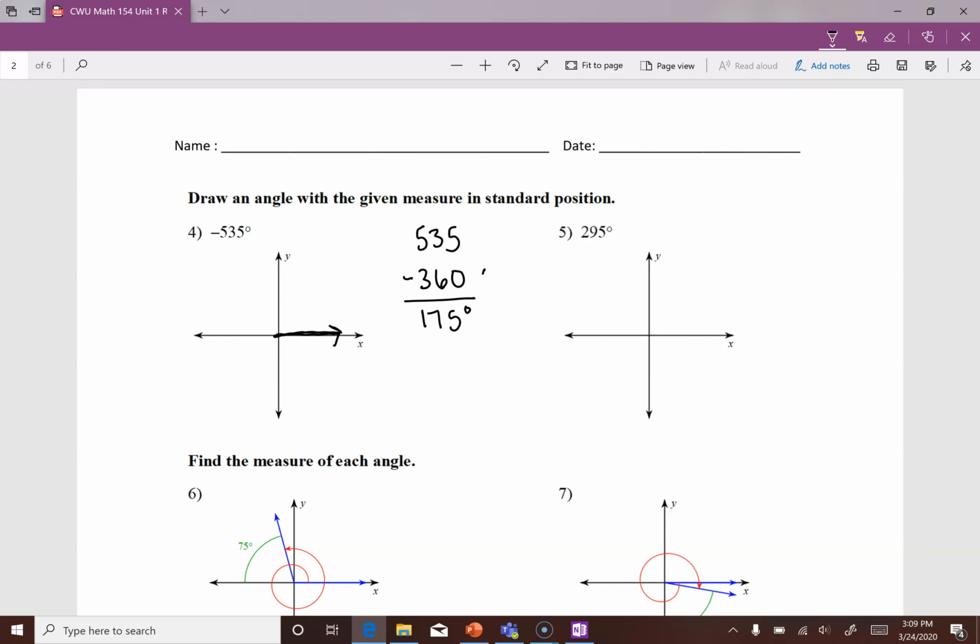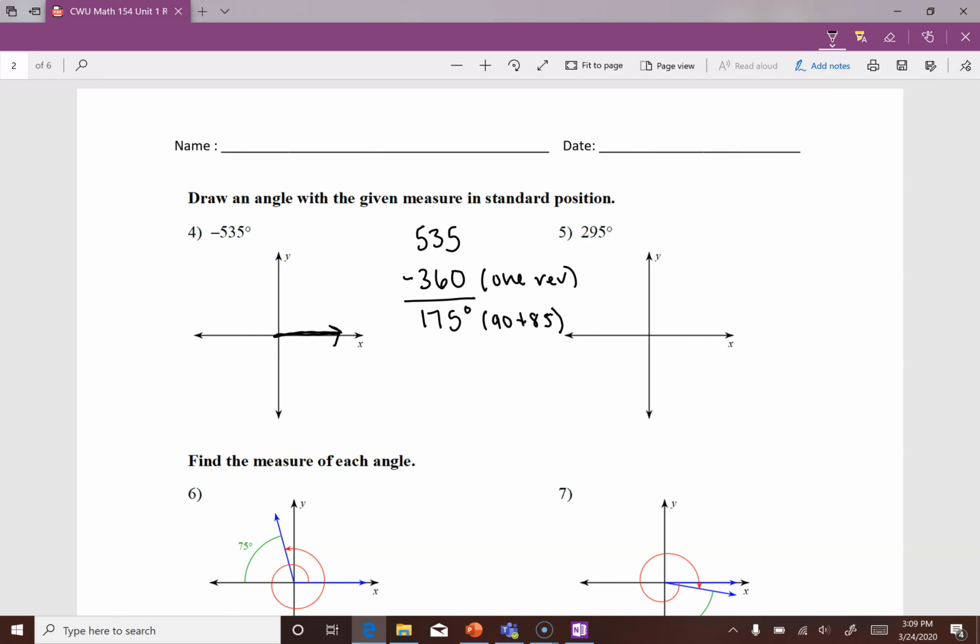So this means for the 360, I have to do 1 full revolution. Now, what is 175 degrees? Well, that's just short of 2 quadrants. So that's going to be a 90 plus an 85. Okay, now we're ready to go.